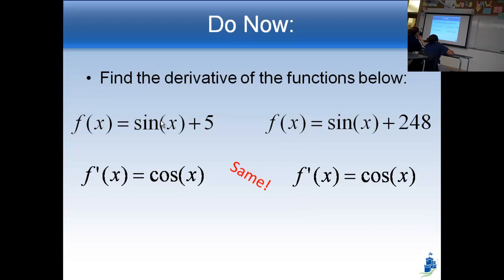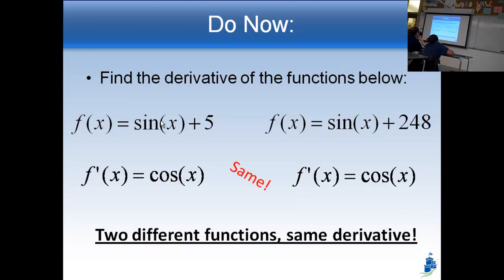You with me on that? Okay? They're the same. Okay, they have the same derivative. Two different functions have the same derivative, okay, which can be a problem, right? When we think about antiderivatives, which one of these functions is the antiderivative of cosine? Is it don't know, neither, or both?